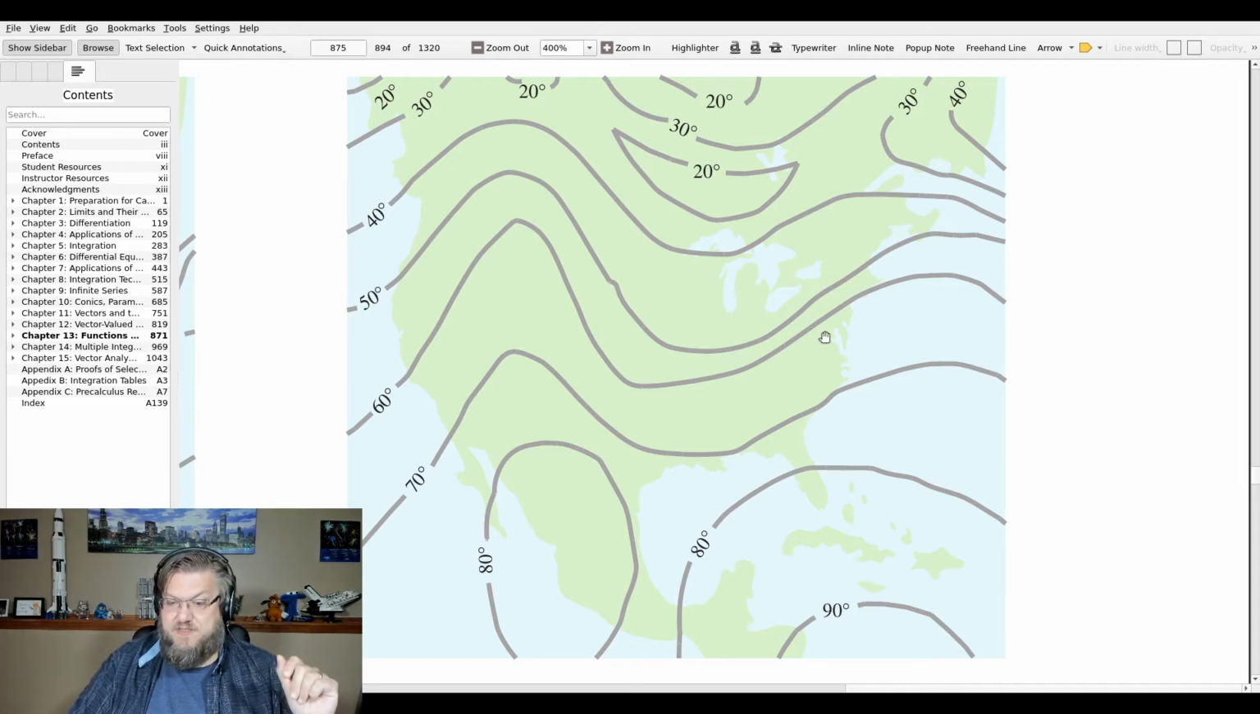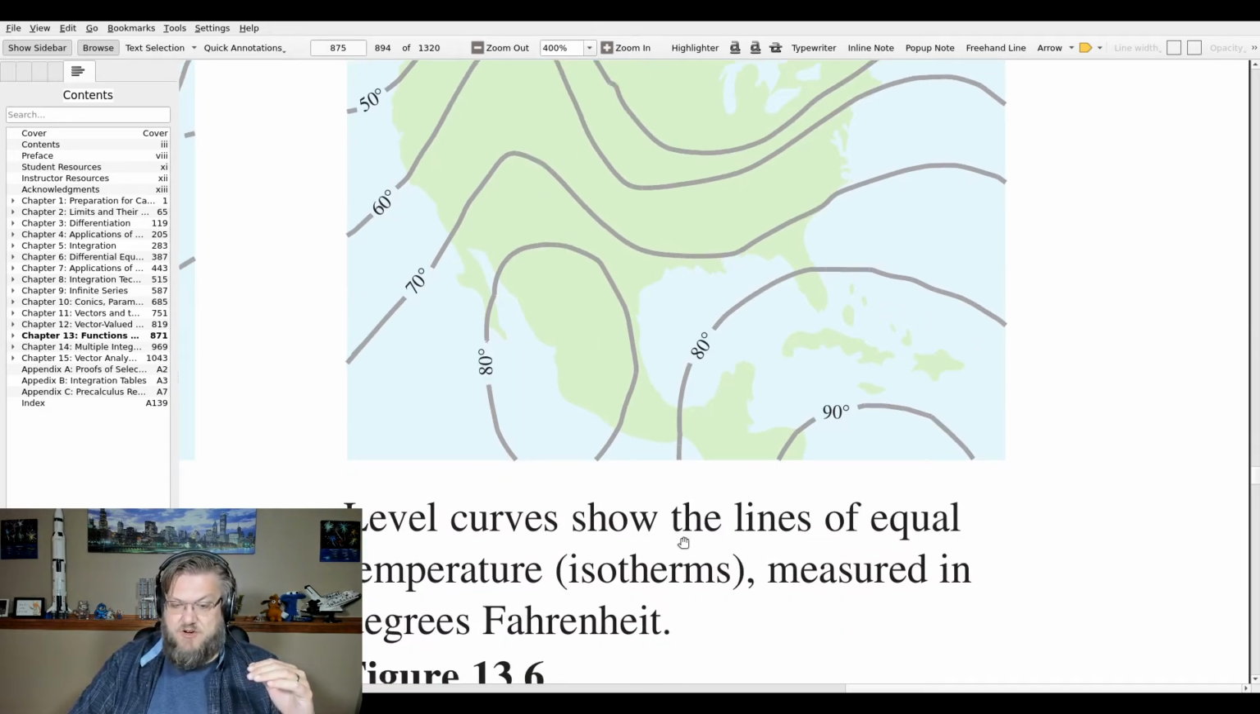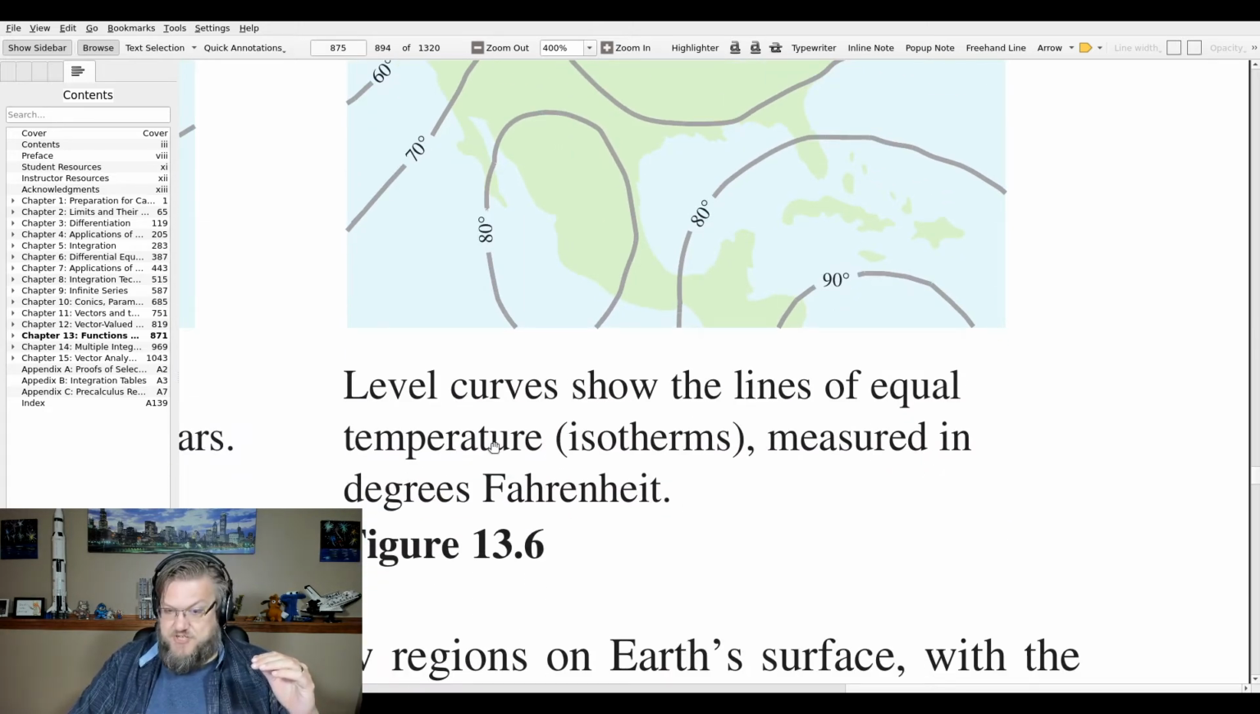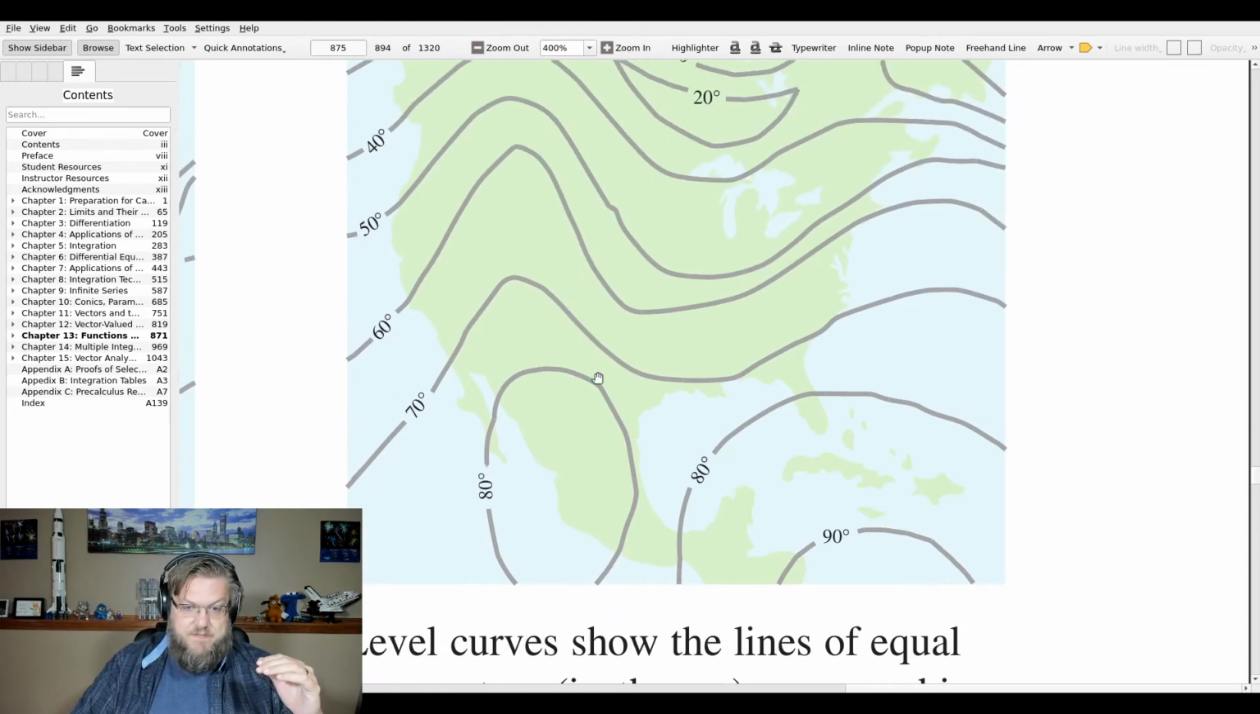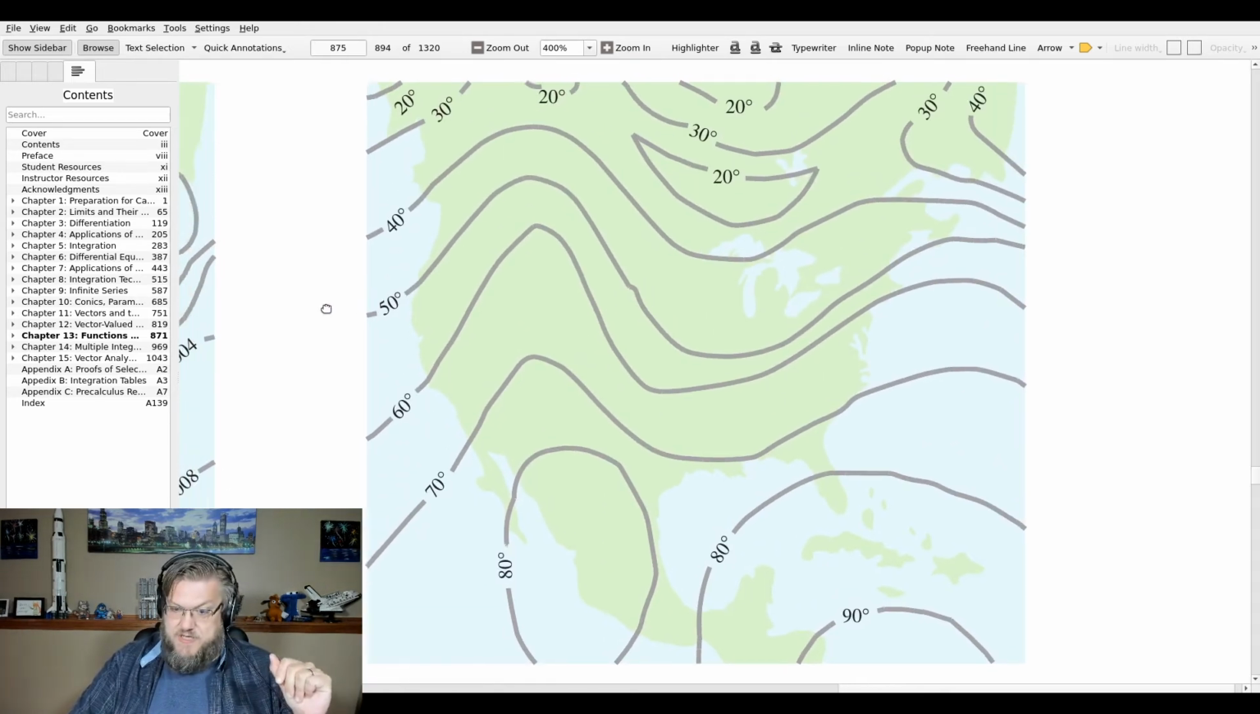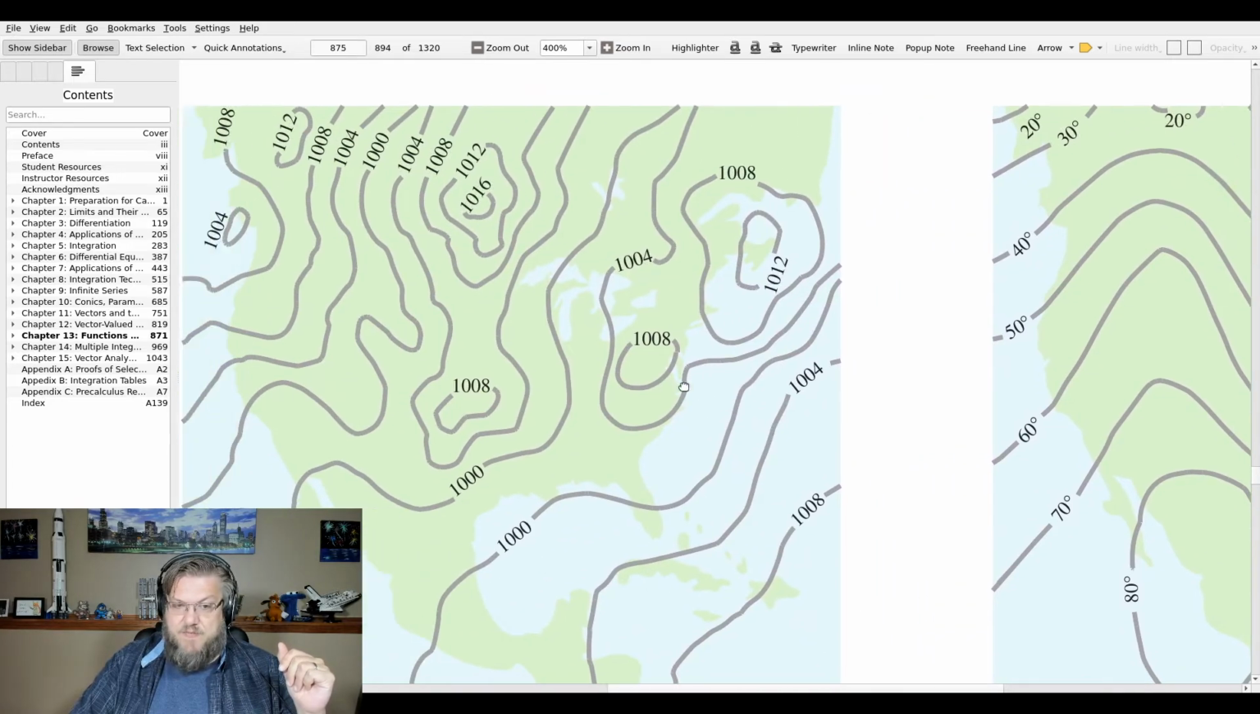In this case, since it's a temperature function, we don't call these level curves. Well, we do call them that in math. We call them level curves. But in meteorology, we might call them isotherms. Same temperature, isotherms, right? And so we say that level curves show the lines of equal temperature, isotherms, measured in degrees Fahrenheit.